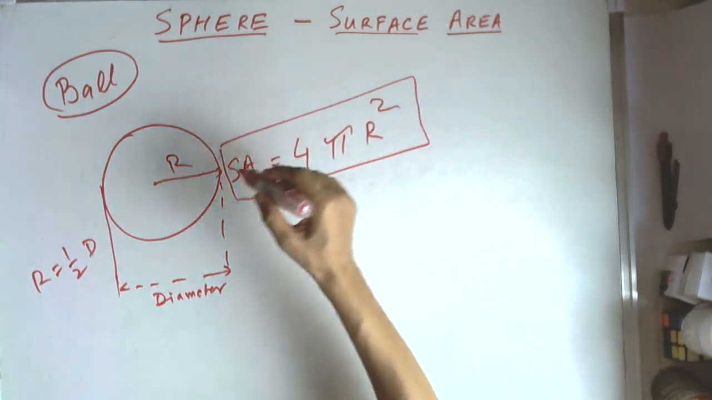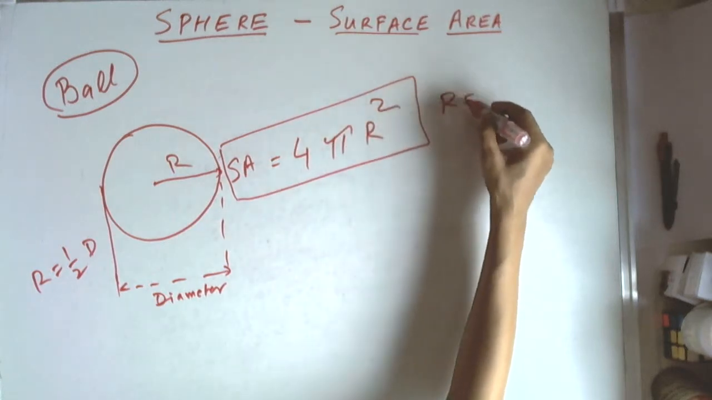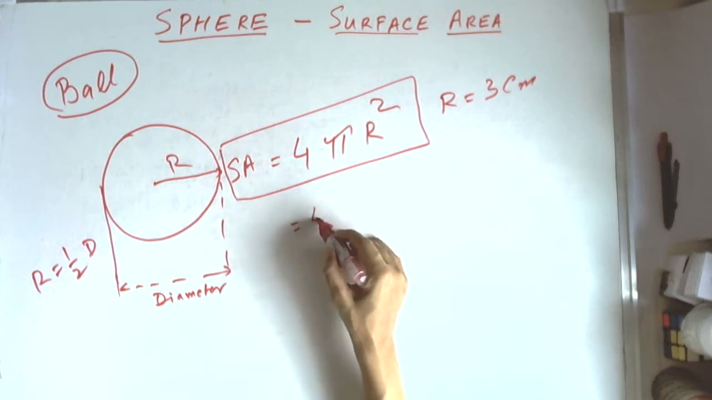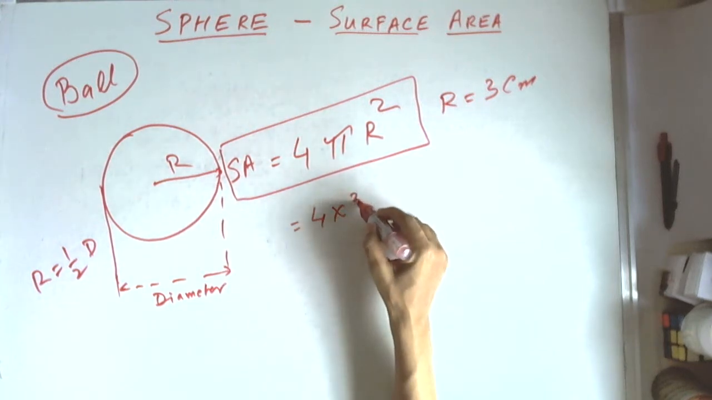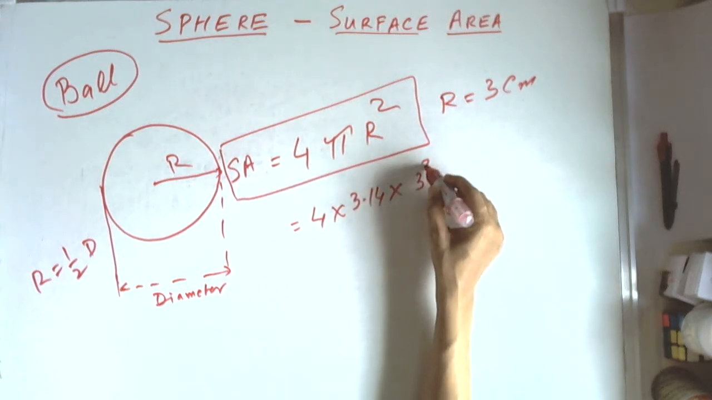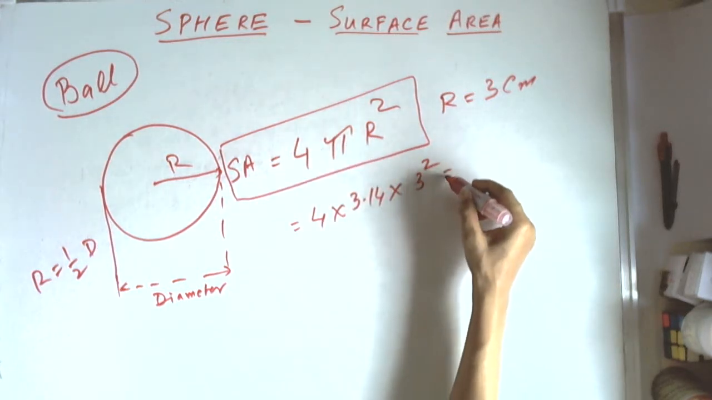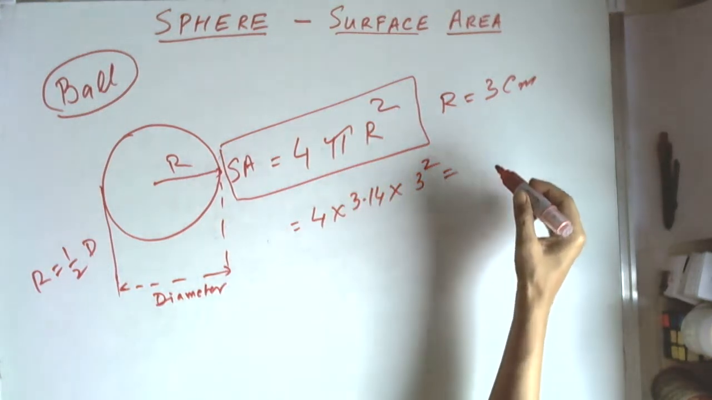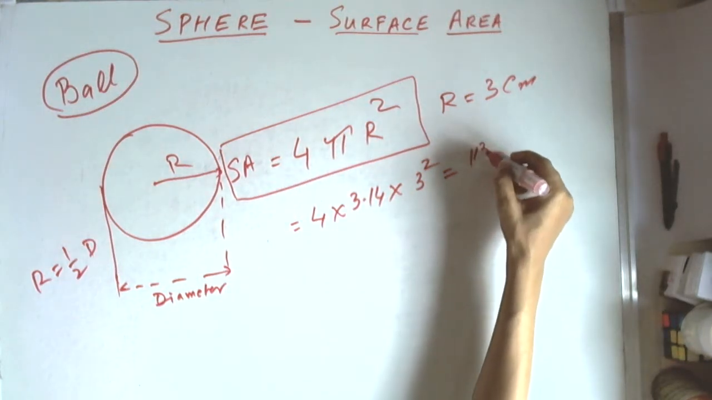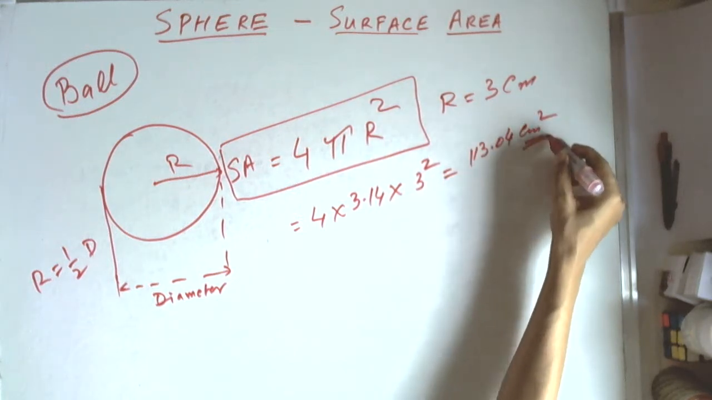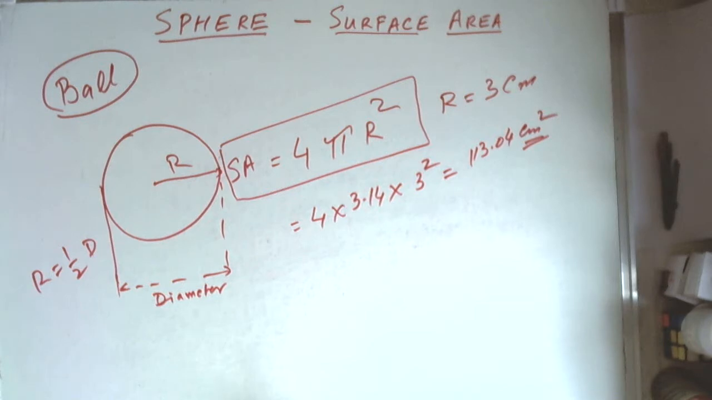Suppose r is 3 centimeters. Then the surface area will become 4 into 3.14 into r square, meaning 3 square. If we calculate this, the surface area will be 113.04 centimeters square. Again, because this is area, we write it in centimeters square.